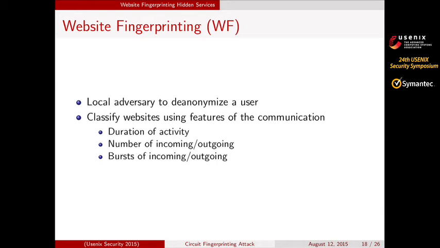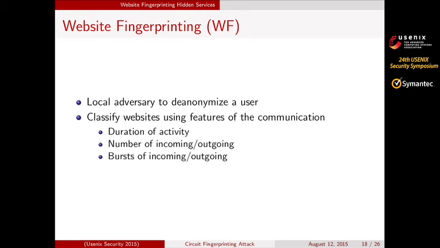The website fingerprinting attack is a very similar style of attack as the one I just described. It allows a local adversary to de-anonymize a user through traffic analysis. It classifies websites using features similar to the ones I described before. There has been a lot of work on this recently, and some of the more recent work performed really well, at least in their experiments.